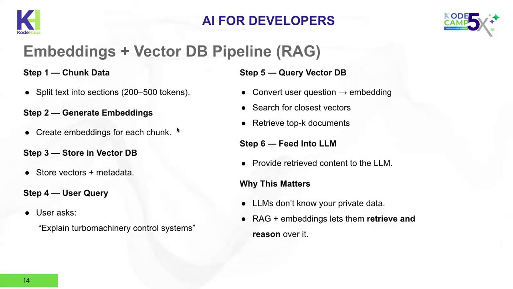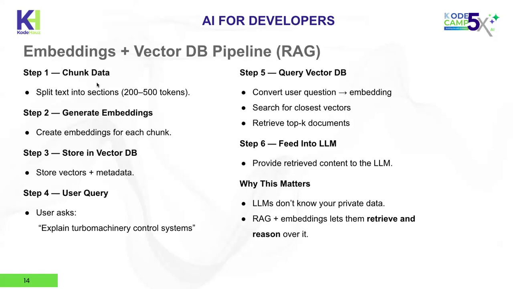So now, to combine all of this, right? You combine all of this together, and that's where the real thing is. How do we pull all of these things together? Embeddings, vector database, and then you create what we call a RAG. So this is really the 6 steps to it.